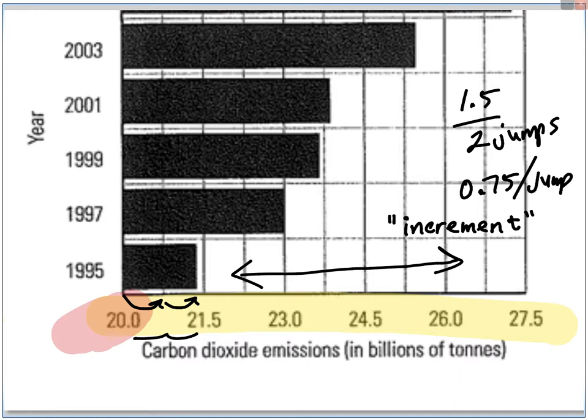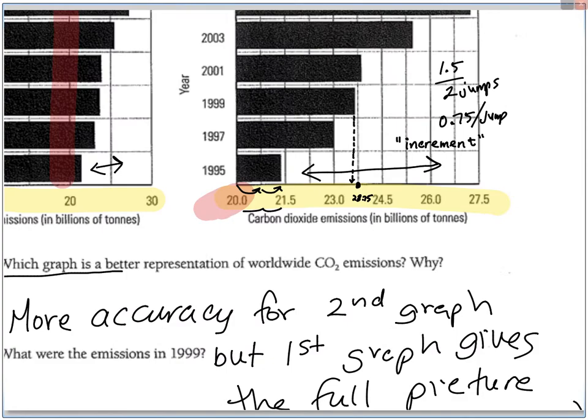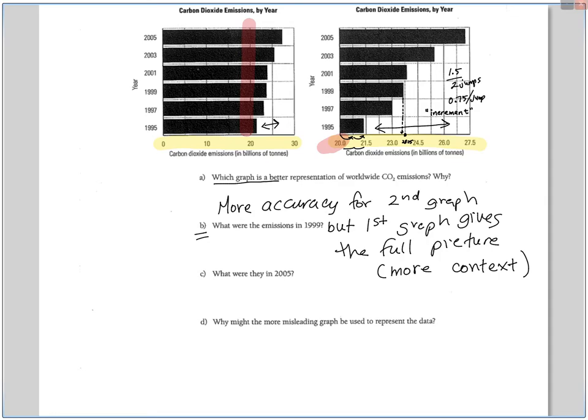So 1999, straight down, it's almost at this spot right here. So what is that spot if it goes up by 0.75? 23.75. So what is this spot? I don't know. 23.74? I don't think it's that close. 23.6 maybe? Dang near touching. So 23.65? Doesn't matter, you guys. 23.6 I'm going to put. And this is billions of tons.